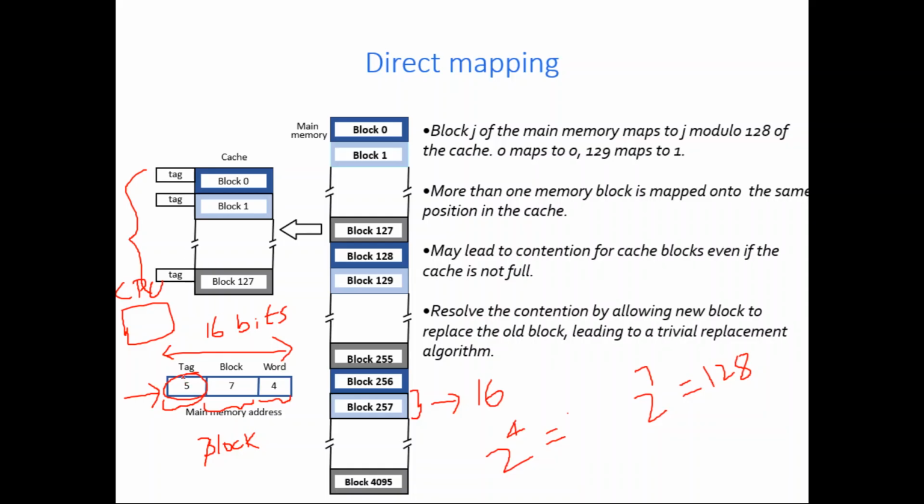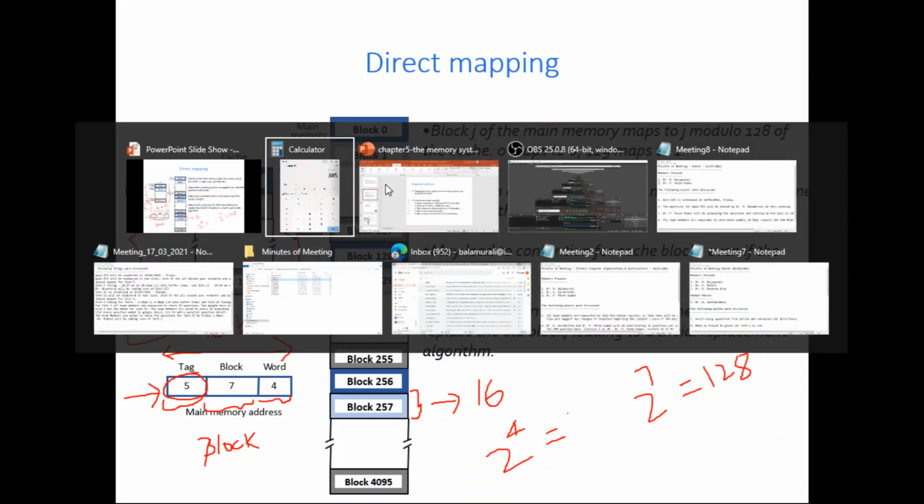So how many such sets of 128 blocks do we have? For example, the main memory contains 4096 blocks, and the cache can hold 128 blocks. So what is the total combination we have?